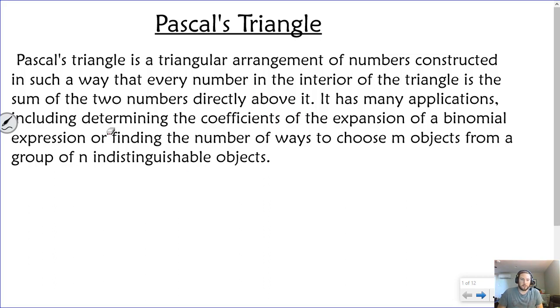Now, that might sound familiar, right? Finding the number of ways to choose m objects from a group of n indistinguishable objects. That's what we were talking about last week, when we're trying to figure out the number of ways of choosing locker combinations or the number of ways of making a committee or things like that. Pascal's triangle actually ends up giving us the answers in those groups. It arranges the numbers in a way that it actually ends up giving us the answers to combinations.